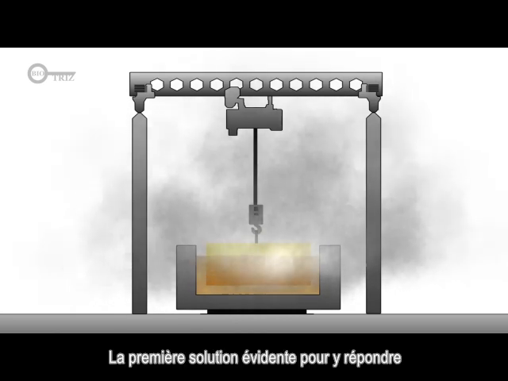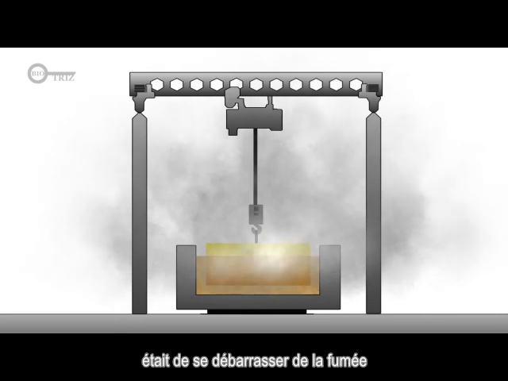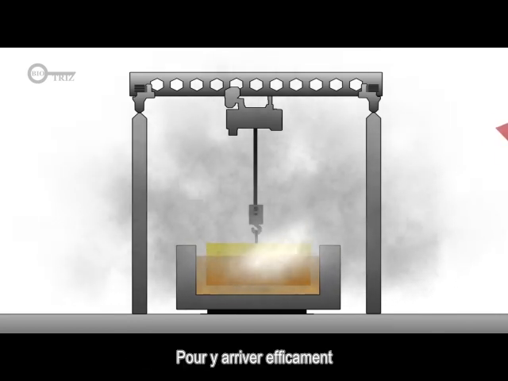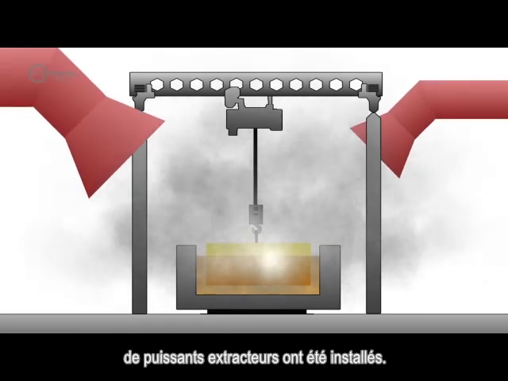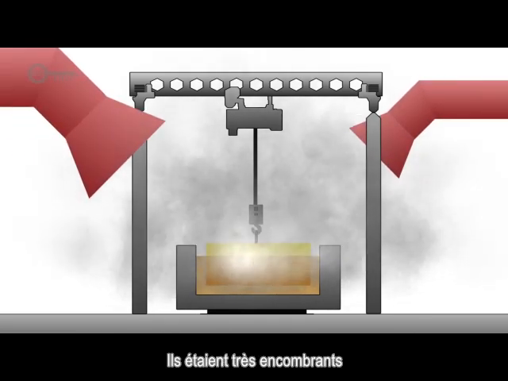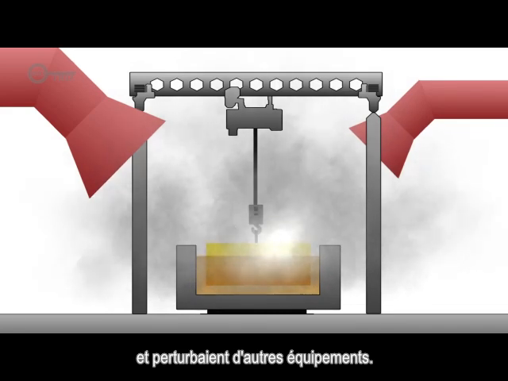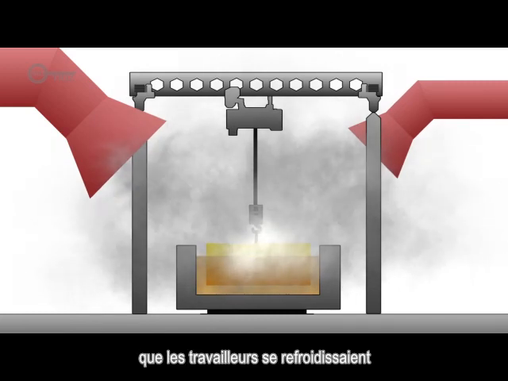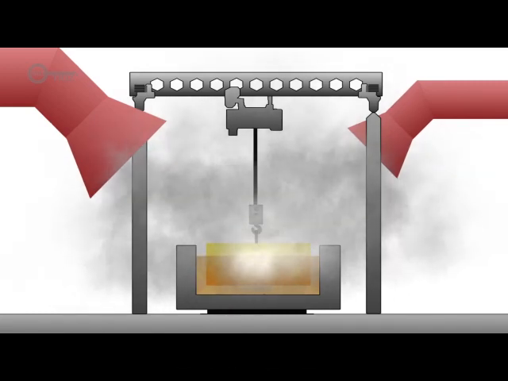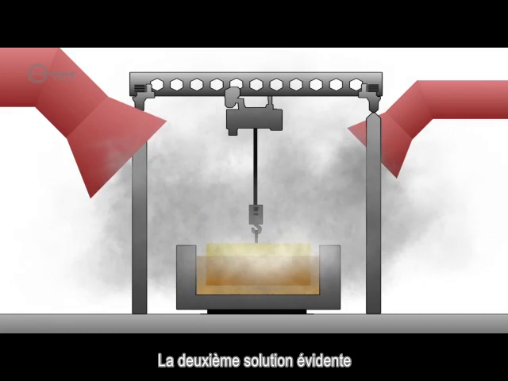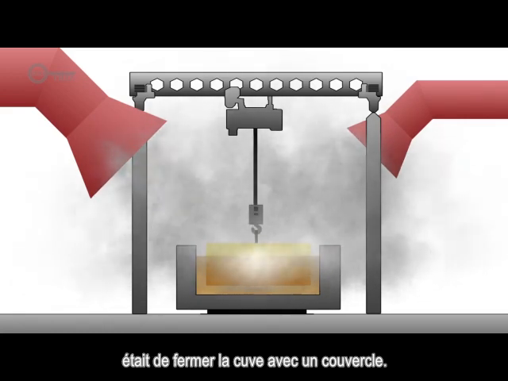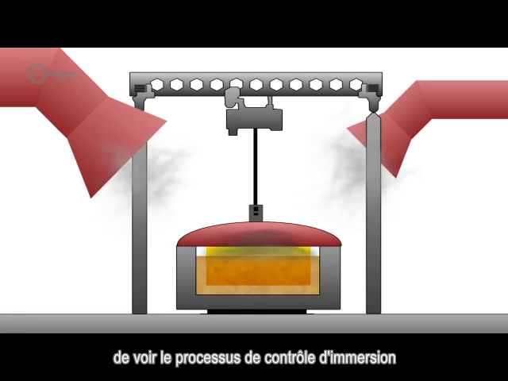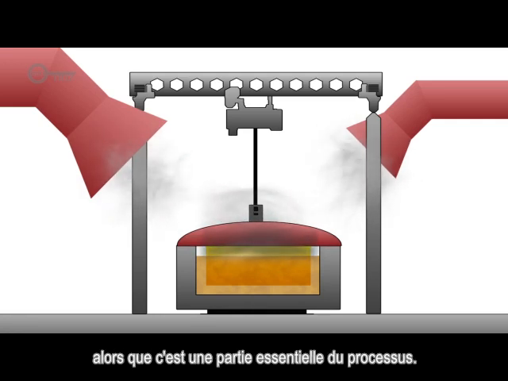The first obvious solution to address that complaint was to get rid of the smoke by improving the ventilation system. To do this properly, large exhaust ventilation pipes were installed. These were bulky and affected the work of other equipment. Also, drafts from air intakes were so strong that workers would get cold and again complain. The second obvious solution was to close the bath with a lid. However, this prevented the crane operator from seeing the submerging process, and careful control of this was essential.